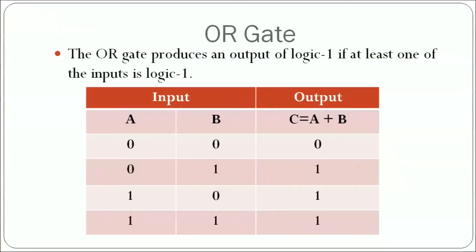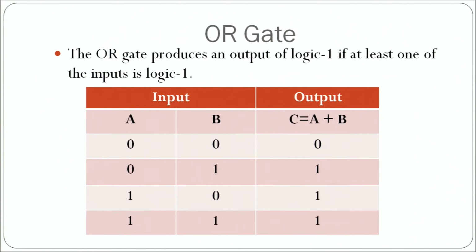Then we have the OR gate. Now OR gate, as the name specifies, produces an output of logic 1 if at least one of the inputs is logic 1. So either A or B is 1. So OR, as the name specifies, either A or B, if it is 1, then the output would be 1. So how do you achieve it? You achieve it by adding the two values.